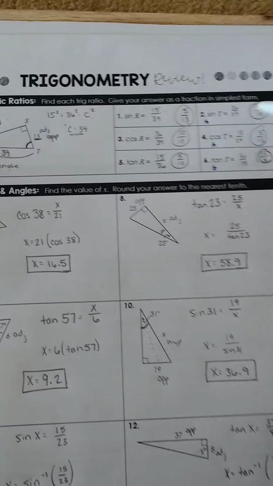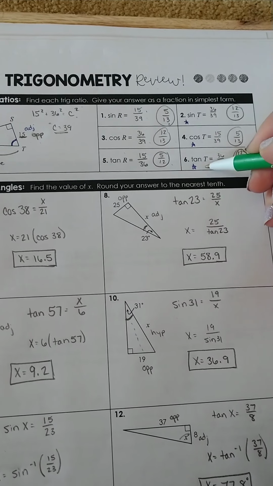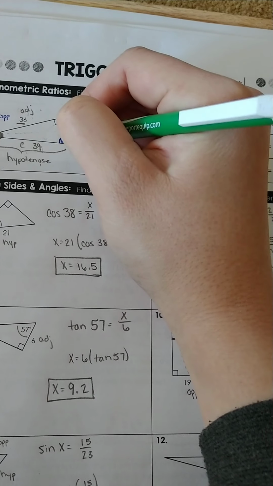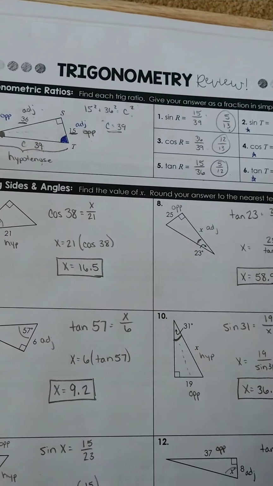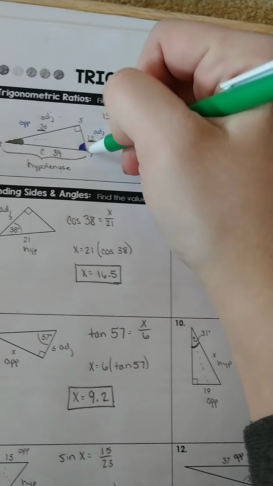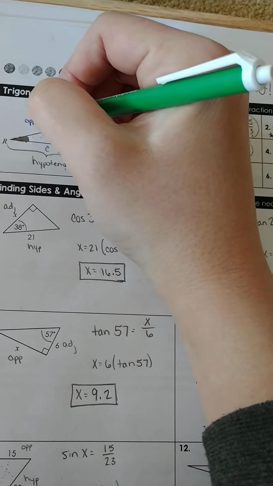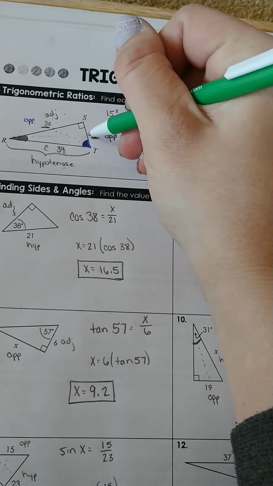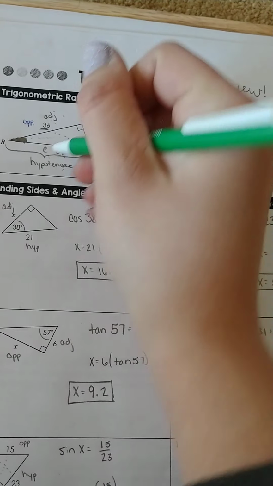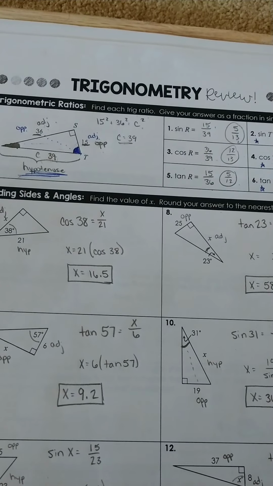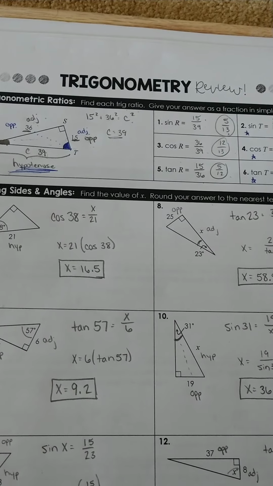It also asks you for sine of angle T, cosine of angle T, and tangent of angle T. So what I did was I went through and labeled those in pen. So that's T. My opposite of angle T is here. My adjacent to angle T is here. And my hypotenuse, that's still right here. So your hypotenuse never moves. It's the opposite and adjacent that flip-flop.